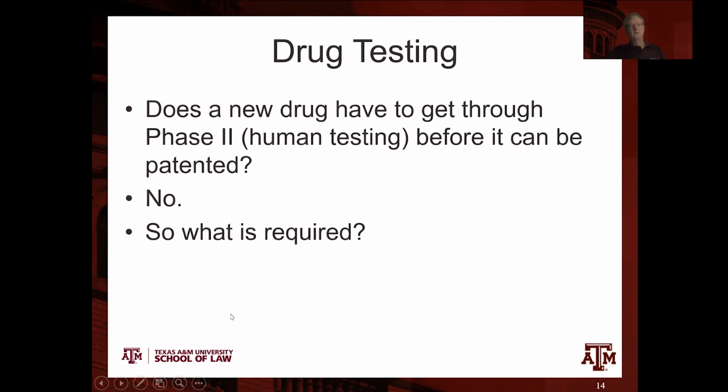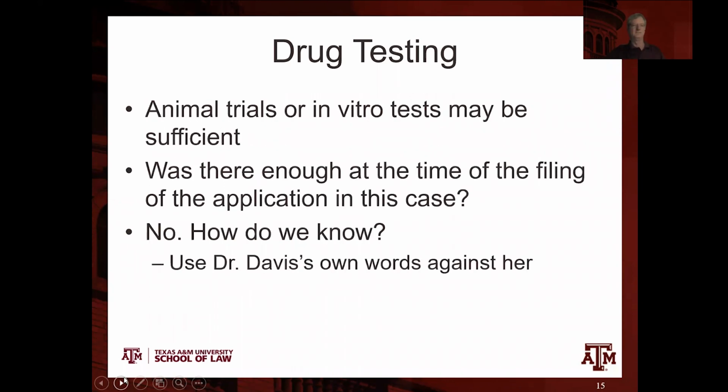Now, the court's a little careful to say you don't have to prove beyond all doubt. You don't have to get FDA approval to show that it would work before you can get a patent. So you don't have to get through phase 2 testing, human trials, or stage 3 as it's sometimes called. That is not required to show that the drug has the utility claimed. So what is required? Well, the court doesn't have to say exactly. All they have to say is you didn't have enough here.